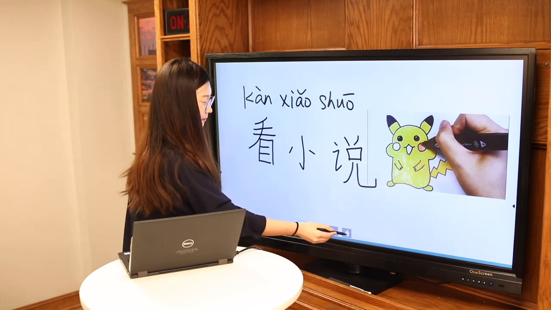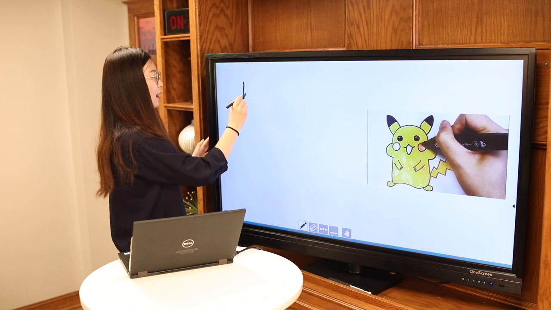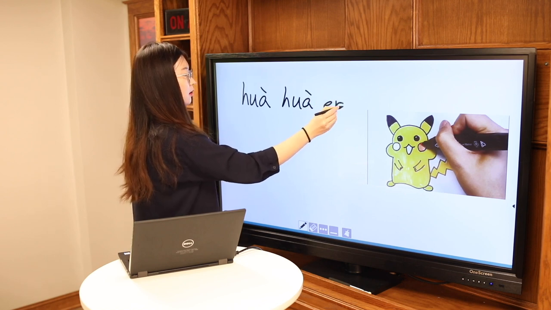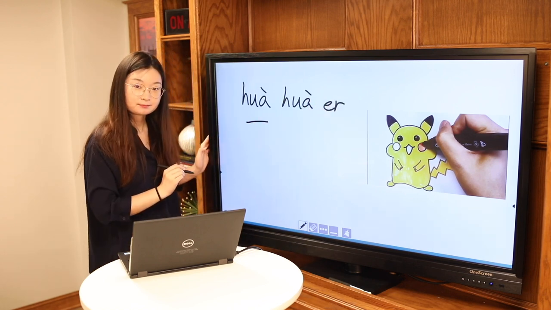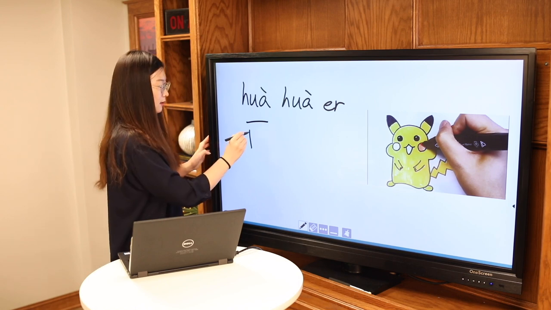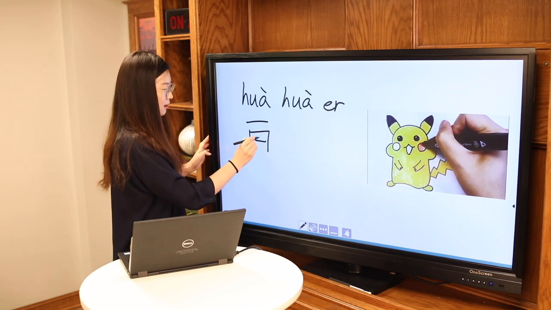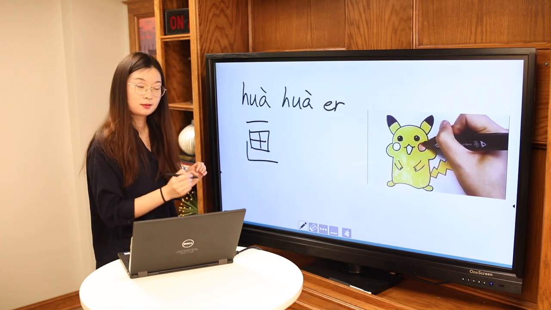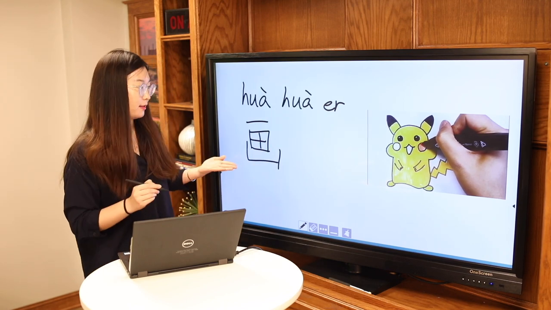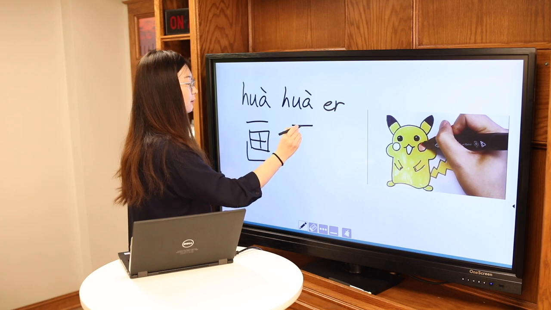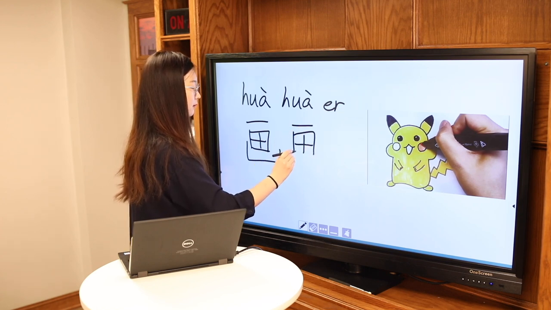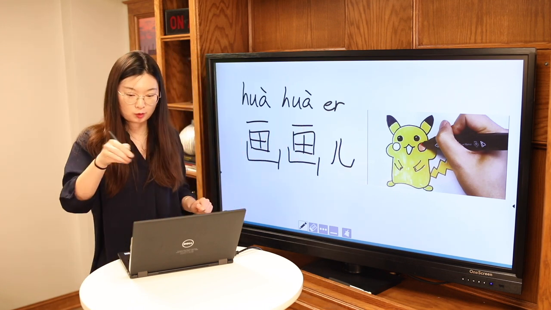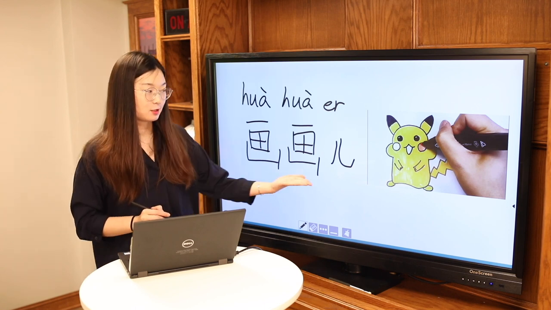So hua hua is pretty easy to write. Hua. Heng, shu, heng, shu, heng, shu, heng, shu, heng, shu. Hua means draw, and then the same character, write it one more time by yourself. Hua, then hua, hua, draw. Okay, do we finish hua hua?